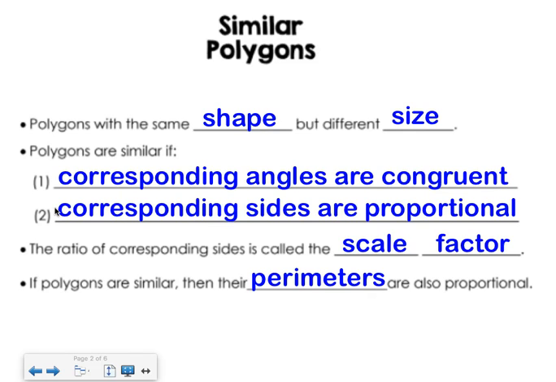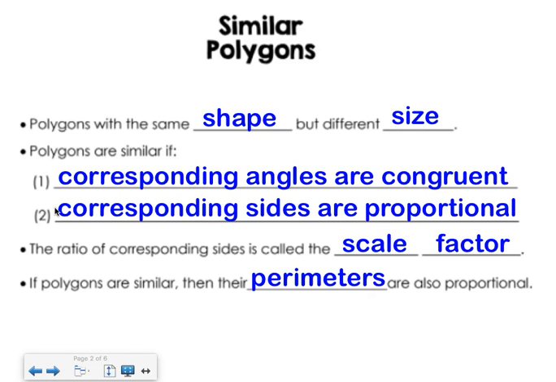Two things need to be true for things to be similar polygons. Corresponding angles have to be congruent, so they have to be the exact same. And corresponding sides need to be proportional. We'll talk about what that means in a second. If those two things are not true, then they're not similar polygons. And remember, corresponding means they're just in the matching spots.